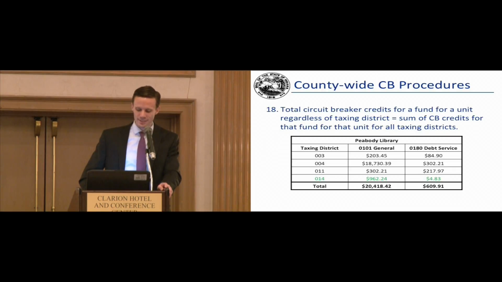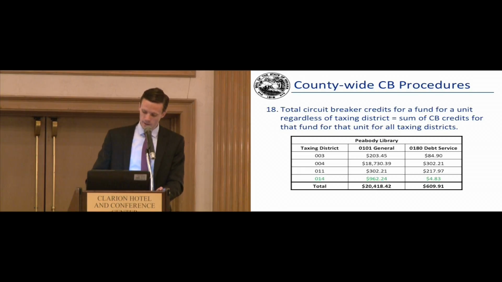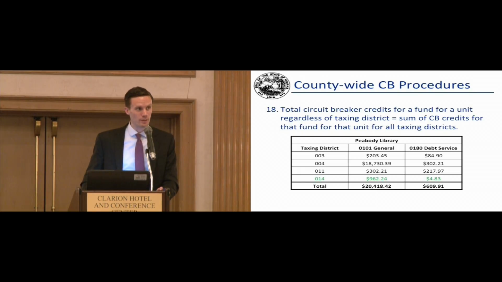We go ahead and set it up just to add it for ourselves for ease. What I have on this particular spreadsheet is all of the taxing units and their funds. We just set up some simple sum functions that pull in what those amounts are going to be. So going down to Peabody Library, which should be close to the bottom. Peabody Library actually in reality has 3 funds, just the rainy day doesn't have a rate, so it's not going to factor into our calculations. For Peabody Library, we're going to have $20,418 and $609 in total circuit breaker credits.